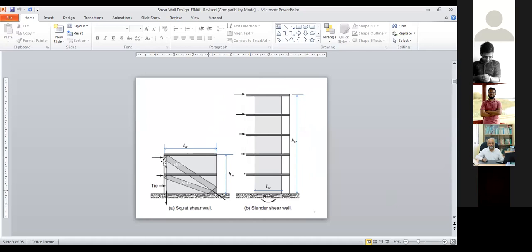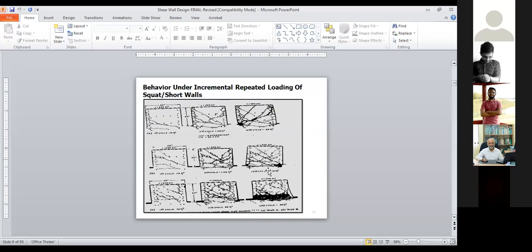This is the squat shear wall. If you have very low height of the shear wall, then normally you may need to do analysis by using the strut and tie model, and of course shear will be governed here. And if your height is large, then you can consider it as a slender type of shear wall. Of course, the flexural moment behavior will be the controlling factor here.